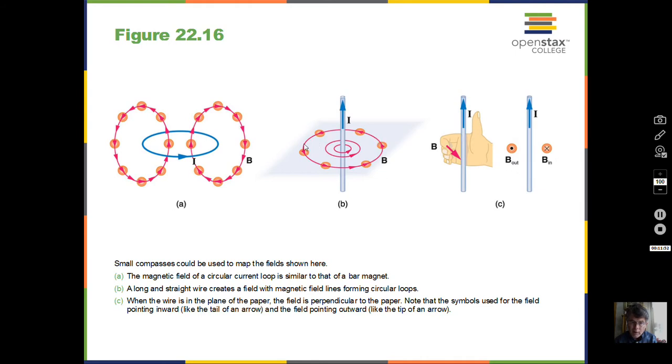So on the loop here, where the magnetic field is coming out of the paper, we put a circle with a dot in it. That tells us the magnetic vector is coming out of the paper. And we put a circle with an X in it to show us the magnetic field is going into the paper. So you'll see that notation often as we go through this chapter. We'll denote magnetic field coming out of the paper by using a circle with a dot, magnetic field going in with a circle with a cross. This would be the tail feathers of the arrow. This would be the tip of the arrow that shows that direction.